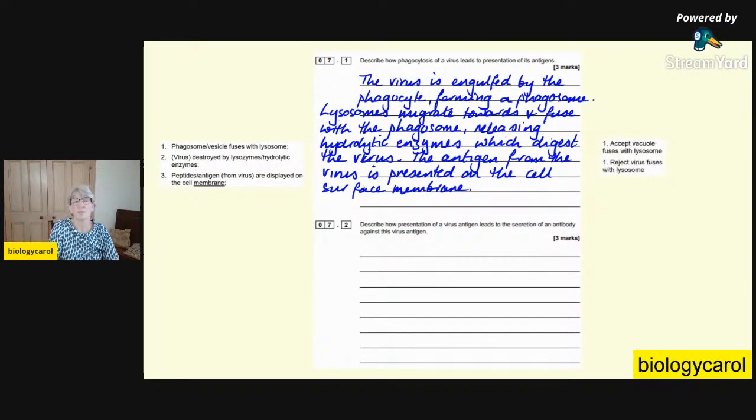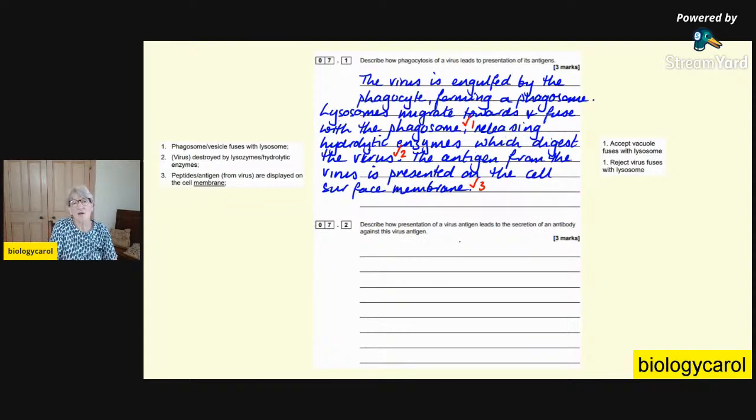Here is the mark scheme. And I would have got mark point 1, 2, I believe that digest is equivalent to destroyed, and 3. Okay, and I was actually more specific. It was on the cell surface membrane, not just in any old membrane inside the cell.